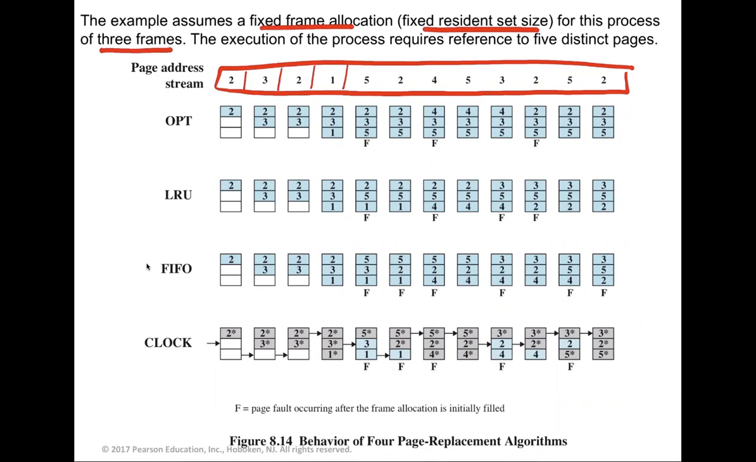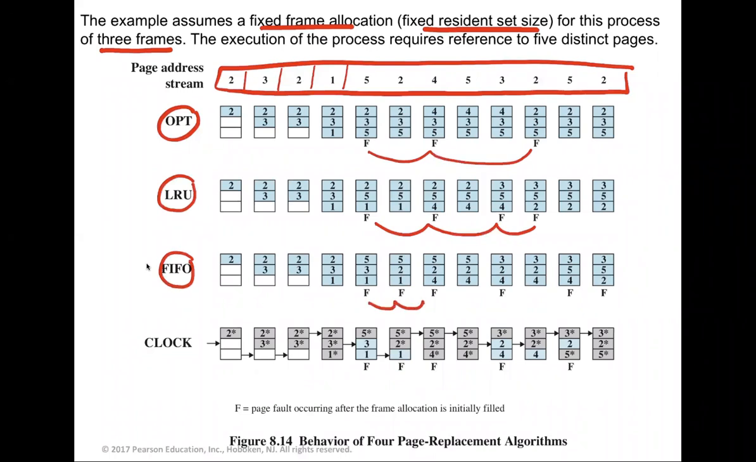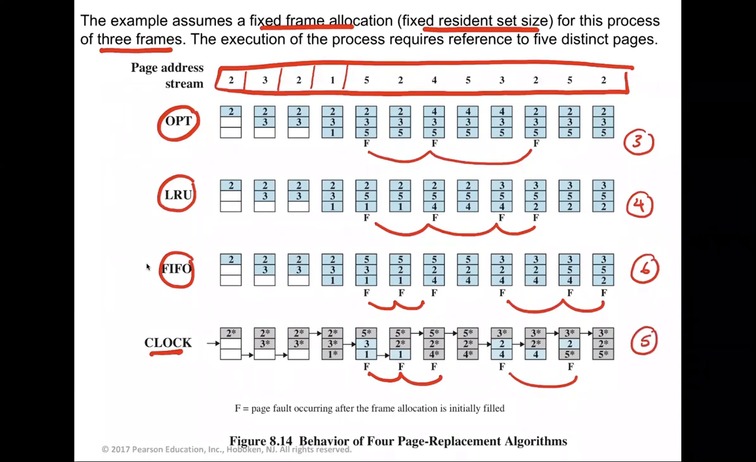We can see that for the optimal strategy, we have 3 page faults, while for the least recently used strategy, we have 4 page faults. For the first in, first out replacement strategy, we have 6 page faults, and for the clock strategy, we have 5 page faults. So here we have 3 page faults for the optimal strategy, 4 for the least recently used, 6 for the first in, first out, and 5 for the clock strategy.